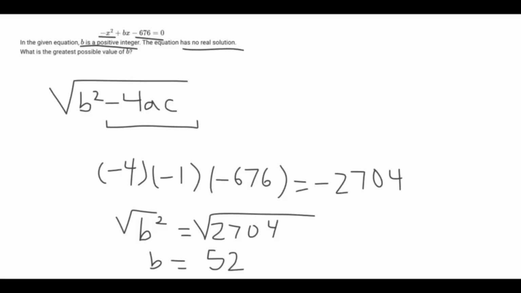So in order for b to be a positive integer, it is just the number that is below 52. So the next closest value under 52 would be 51. And so the greatest possible value for b is 51, because we can test this: 51 squared is 2,601. And that is indeed smaller than 2,704. And so if you did the math there, you would get a negative value. And so the discriminant would have a negative value, meaning you would get no solution. And that would ultimately solve the problem.